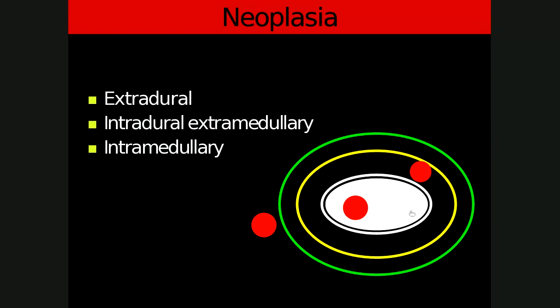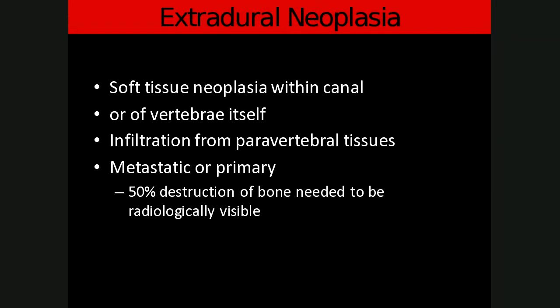The primary neoplasia can occur from any of these. For example, any of the vertebral components, like the bone, the meninges, or the cord parenchyma. Metastatic neoplasia to the spine is also quite common, and infiltrative neoplasia from adjacent soft tissues can also occur and affect the spine or the spinal cord.